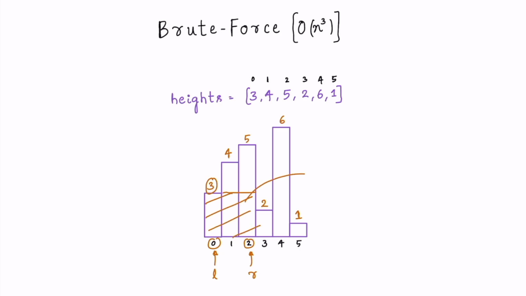So we can calculate the area of the rectangle formed by these indices 0 and 2 as minimum height multiplied by the width, where width is right index minus left index plus 1, because each bar has width of 1. So the area is minimum height in that range multiplied by the number of bars. And we repeat the same for all the other index pairs and finally return the maximum area. So in total, there are n squared such pairs, and for each pair, we have to find the minimum height, which takes O of n time. So the total runtime complexity of this approach is O of n cube.